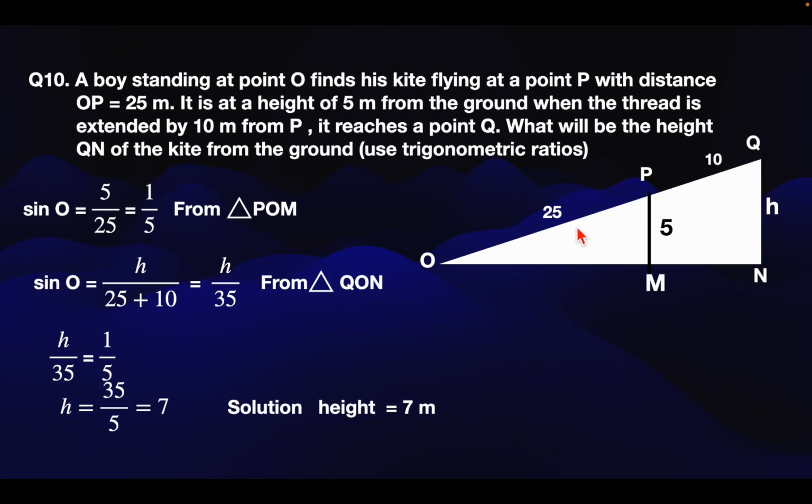First take this triangle OPM. This is a right angle triangle. This is 90 degree. So sine of O is equal to opposite upon hypotenuse, 5 upon 25. Then take this full triangle OQN, this big triangle. Sine of O is h upon this side, 35. 25 plus 10, 35. So this is it. Both are equal. So h upon 35 is equal to 1 upon 5. H is equal to 35 upon 5, that is equal to 7. So the height h is 7 meters.